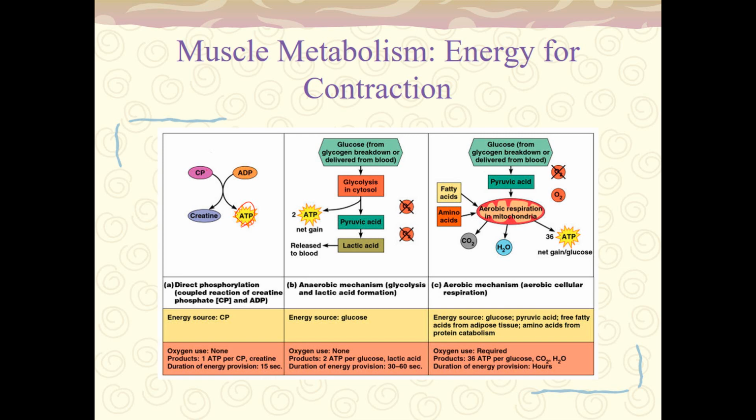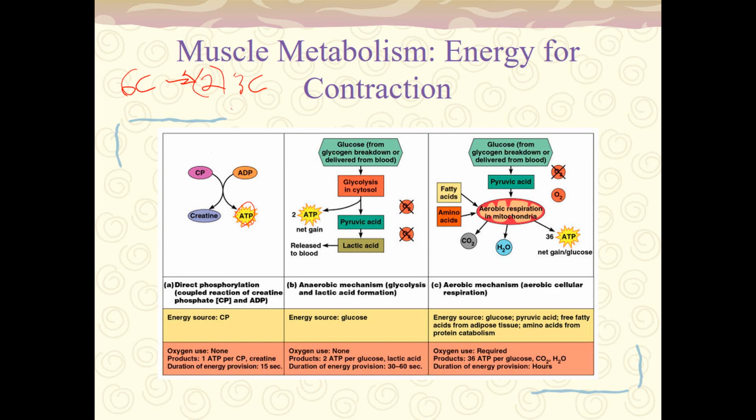All right, so here we have glucose gets broken down. The first step of respiration, of cellular respiration, is glycolysis, where glucose is 6 carbons, and it gets broken down into 2 3-carbon compounds that are called pyruvate or pyruvic acid.